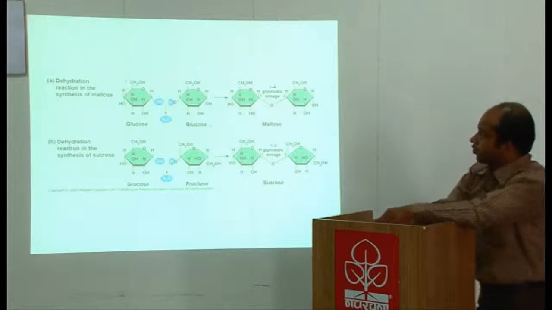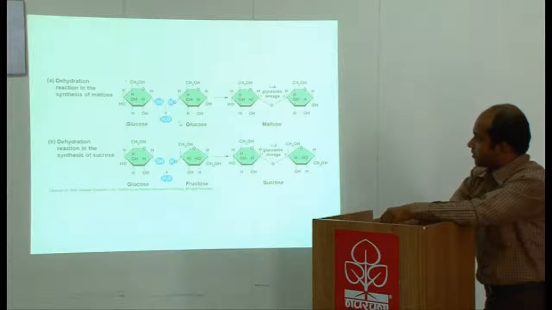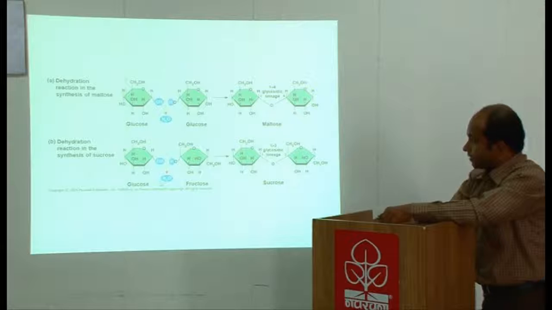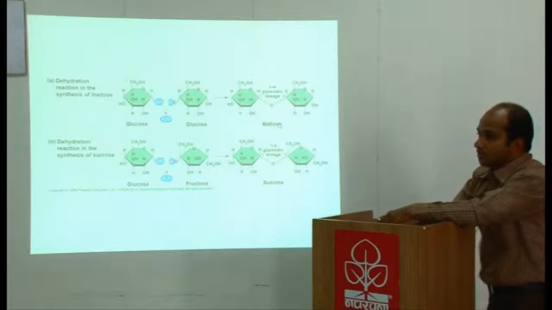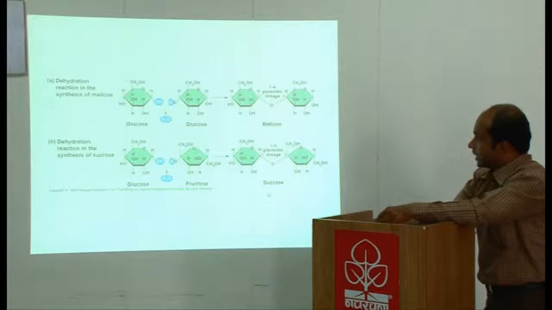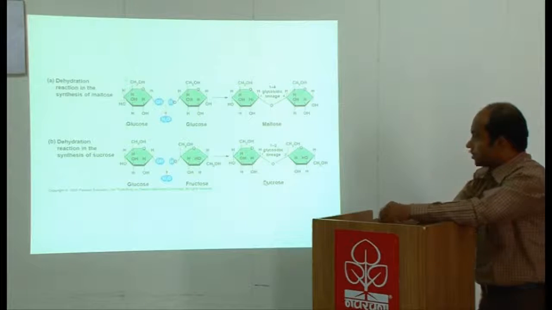So, here you have two glucose molecules reacting to form various different disaccharides. Say, for example, glucose plus fructose forming sucrose, whereas glucose molecules reacting form maltose, and if you have glucose and galactose, you have formation of lactose sugars.